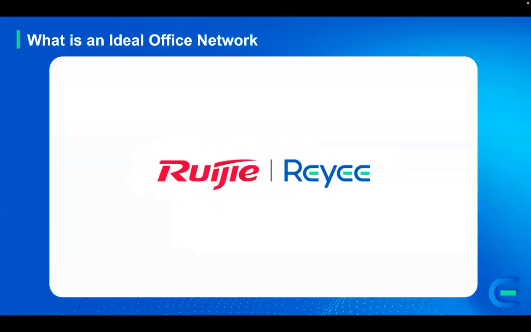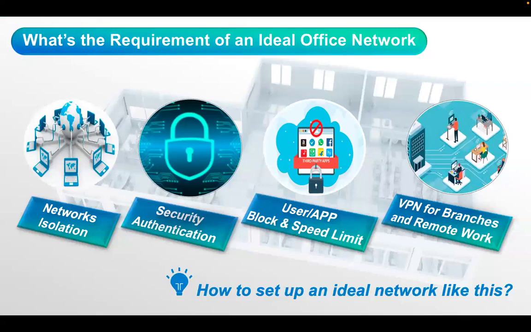So in an ideal office scenario, we need to distribute our network, like one for our admin, a different CCTV network, and a different network for guests. So you can separate your network, and after that you need to configure all these things. So what is the requirement for an ideal office network? Network isolation is required, and security authentication. So you need to authenticate your staff and guests both.